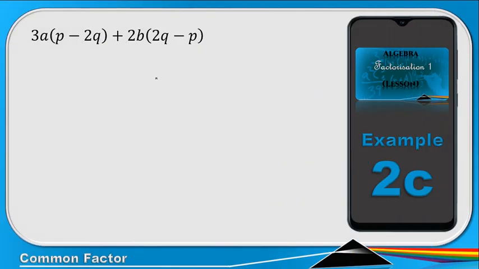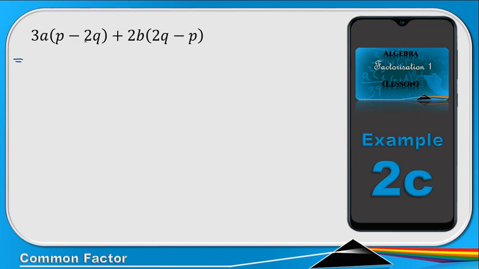Okay, for 2c, here we have again two terms, all right? But if we look at what's inside the brackets, we've got p minus 2q and 2q minus p. So this isn't the same value. So we can't take out p minus 2q because this is 2q minus p.